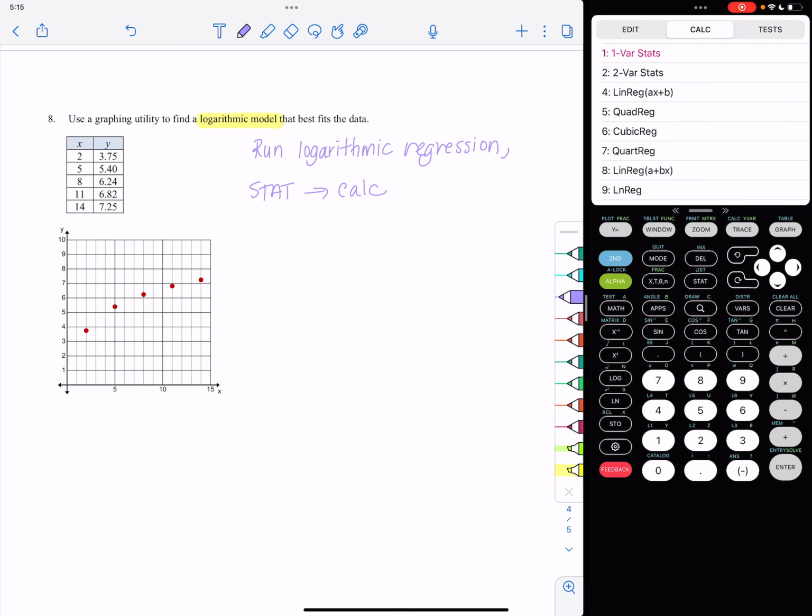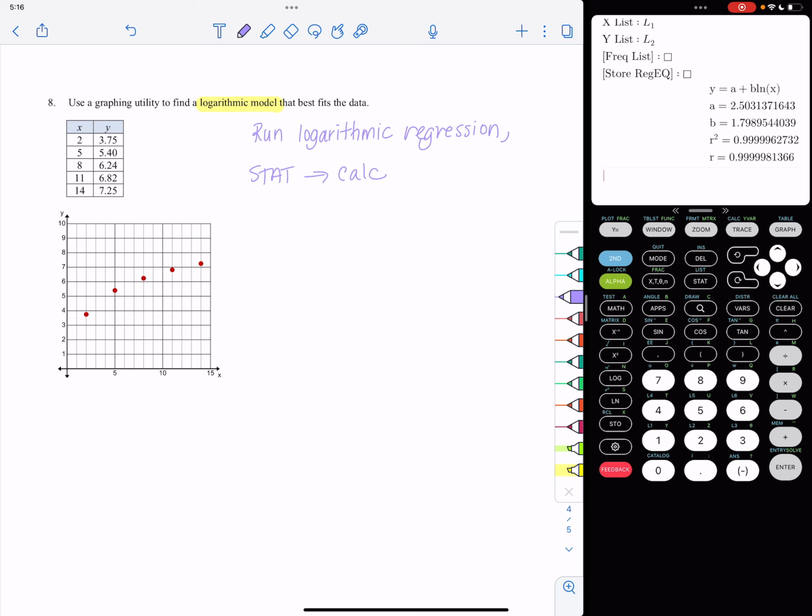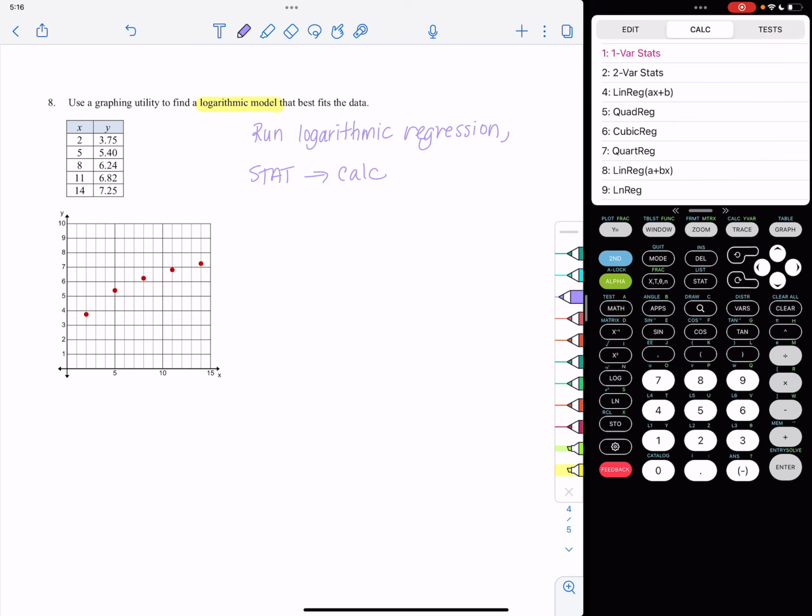Stat, arrow over to calculate, and if you look all the way down to number 9, you can see linear regression, and you can use a plus bx, but that's not what we want. We want natural log regression. And here you can see this nice form. It was number 9. And that's natural log regression.